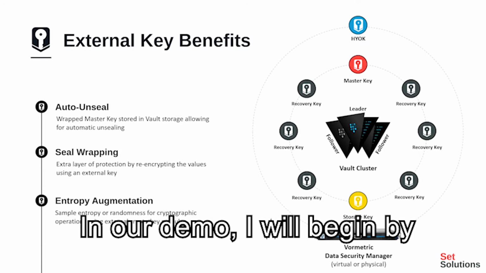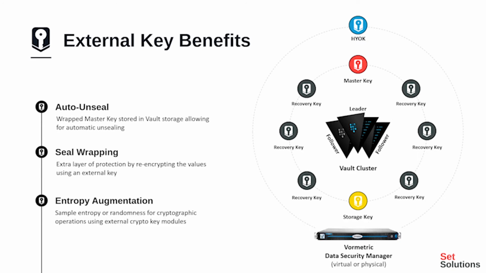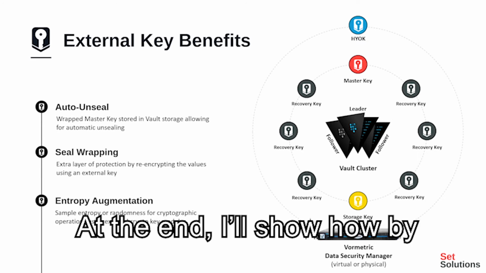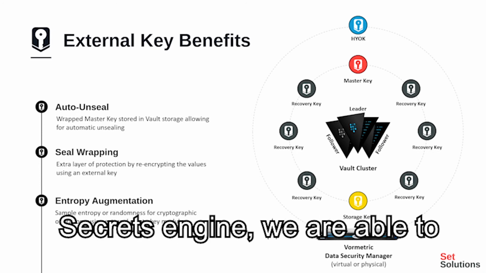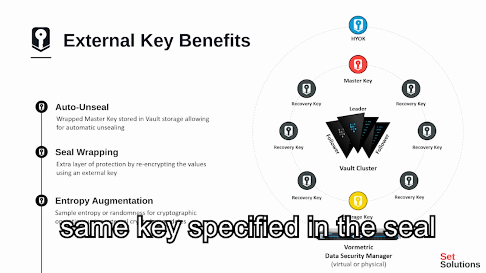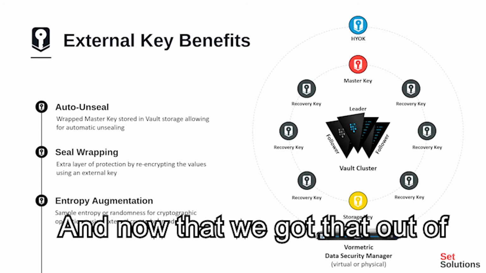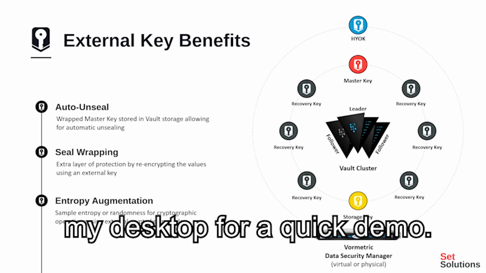In our demo, I'll begin by starting the third Vault node and joining that node to our existing Vault cluster. At the end, I'll show how by enabling seal wrapping on our secrets engine, we're able to re-encrypt our secrets using the same key specified in the seal stanza, adding an extra layer of protection. And now that we got that out of the way, let's switch over to my desktop for a quick demo.